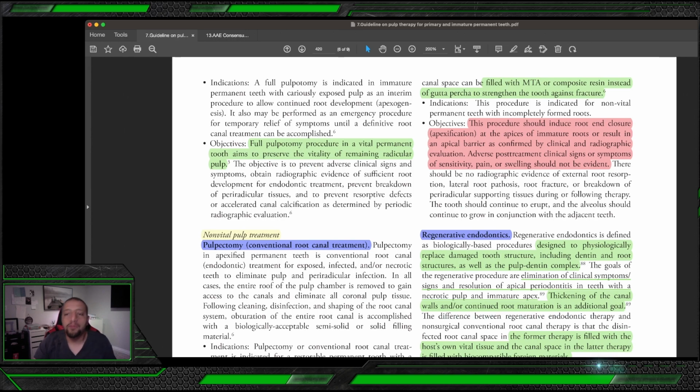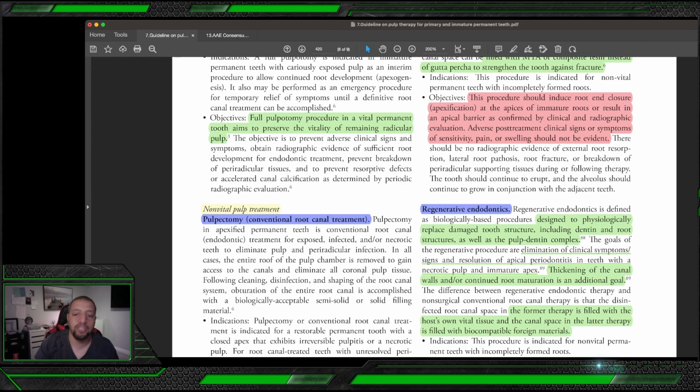Okay? The procedure should induce root end closure. You are not aiming for genesis. You're aiming for apexification at the apexes of immature teeth, or to result in an apical barrier as confirmed by clinical and radiographic evaluation. Adverse post-treatment clinical signs or symptoms of sensitivity, pain, swelling should not be evident. If this happens, then you didn't do an amazing job here.